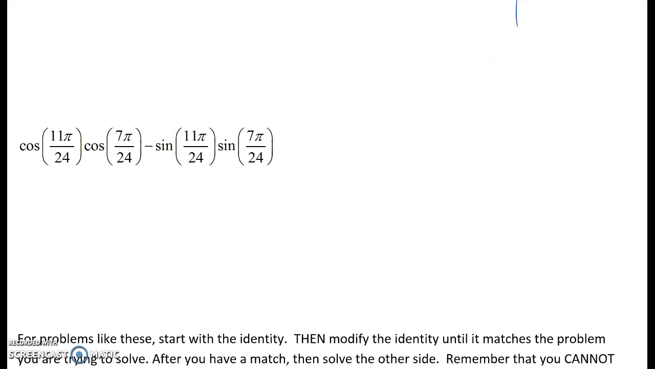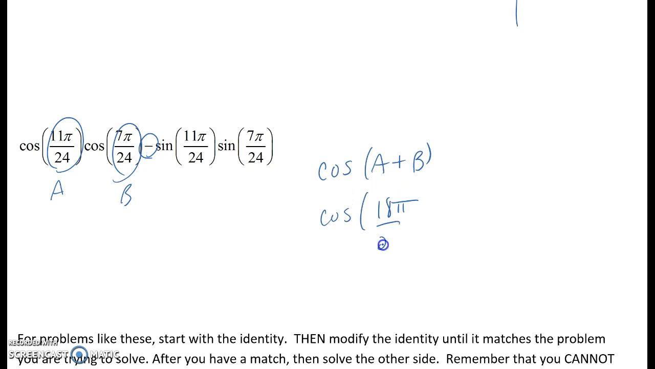All right, if we look at the next problem, this one here is also expanded out, and we want to go ahead and condense it. Looking here, we see this is the cosine formula, and this would be my angle A, my angle B. So this is cosine of A, and then the cosine formula uses the opposite symbol, so cosine of A plus B. And if we go ahead and add those two angles together, we end up getting cosine of 18 pi over 24, or cosine of 3 pi fourths, which gives me negative root 2 over 2.